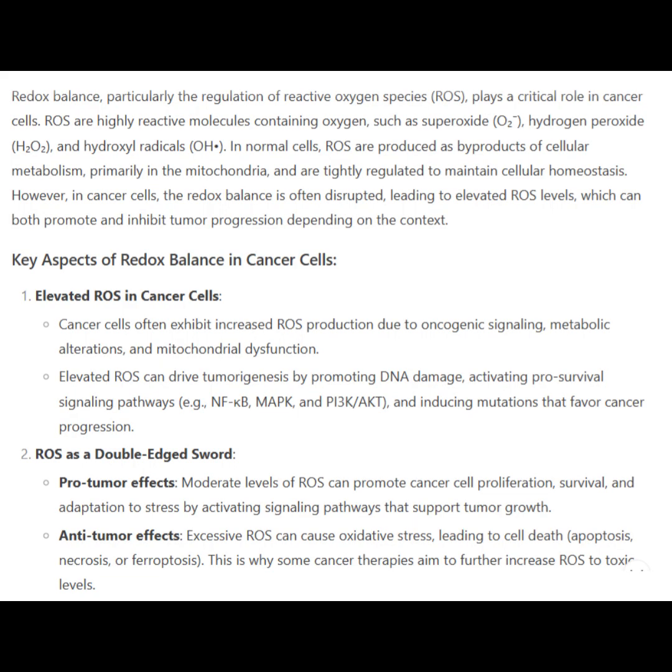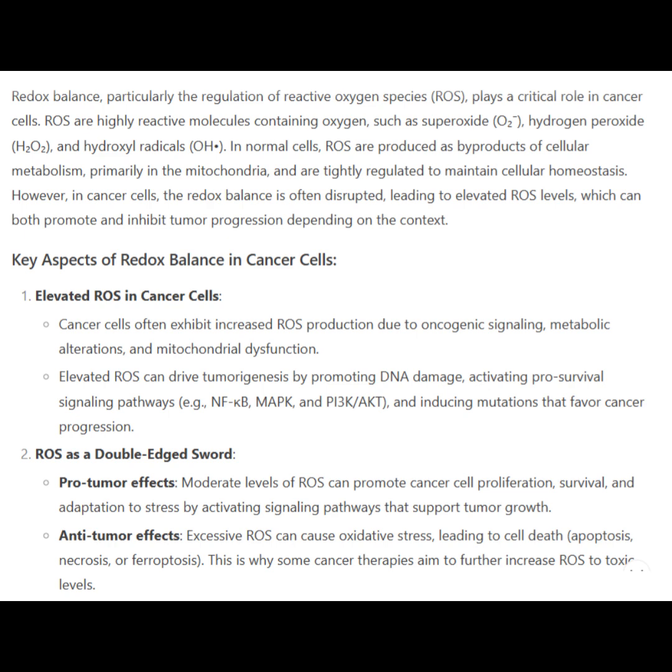Redox balance, particularly the regulation of reactive oxygen species, ROS, plays a critical role in cancer cells. ROS are highly reactive molecules containing oxygen, such as superoxide, O2-, hydrogen peroxide, H2O2, and hydroxyl radicals, OH. In normal cells, ROS are produced as byproducts of cellular metabolism, primarily in the mitochondria, and are tightly regulated to maintain cellular homeostasis. However, in cancer cells, the redox balance is often disrupted, leading to elevated ROS levels, which can both promote and inhibit tumor progression depending on the context.